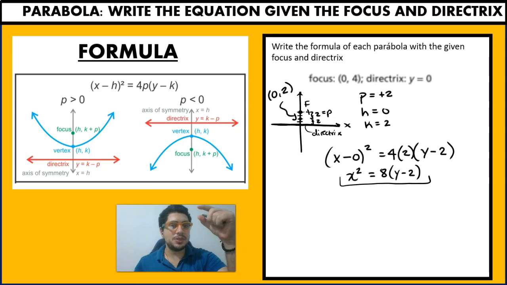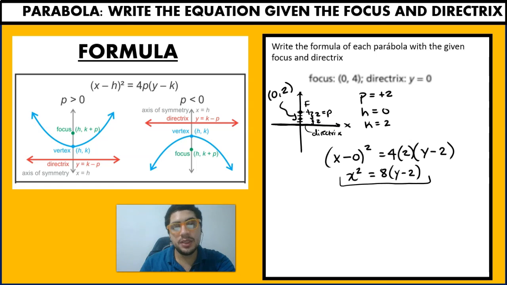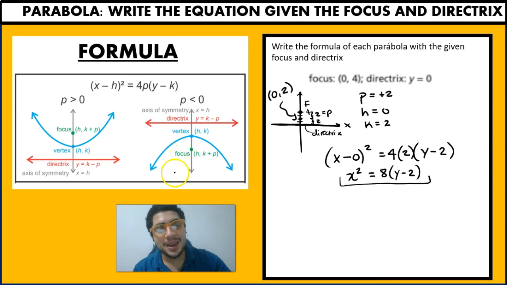So we find the focus and the directrix. We see that our focus is above the directrix, so it's above the vertex. So that means that p is positive. We find the midpoint between the focus and the directrix. And there you go. You just have to substitute in the formula that we already know, x minus h to the power of 2 is equal to 4p times y minus k, and that is pretty much it for today, guys. So make sure you replay the video and make sure you get that formula properly.